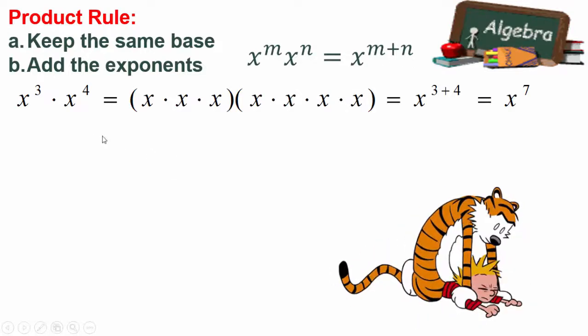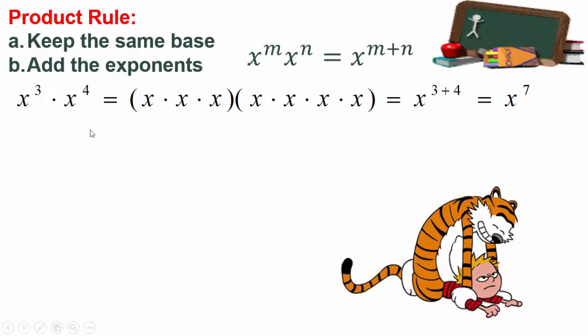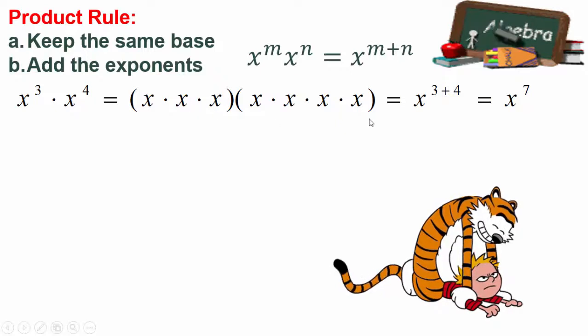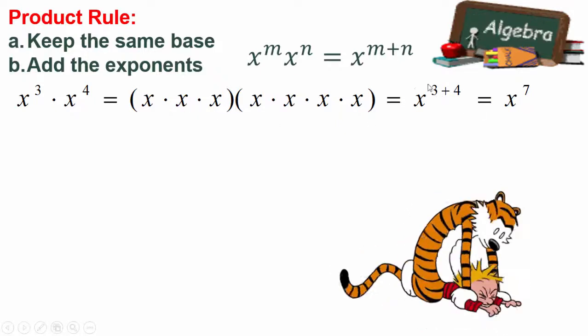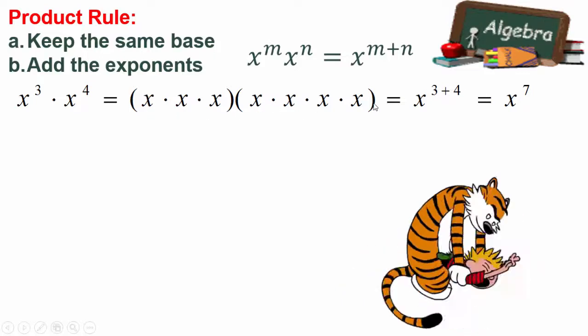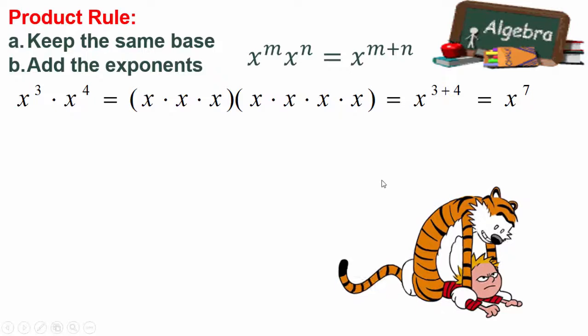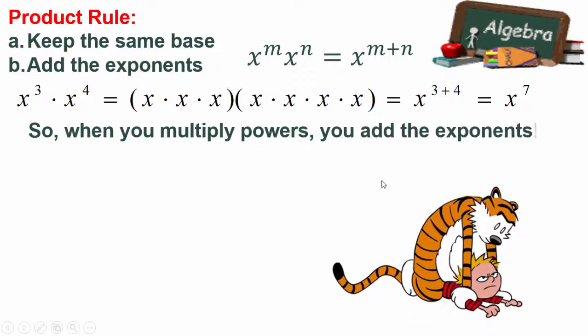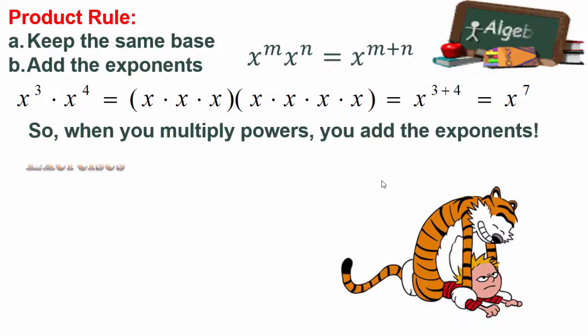So for example, this just shows how it works. Here is x cubed, 1, 2, 3 x's, and x to the fourth, 1, 2, 3, 4 x's. So if we add those, this would be x to the 3 plus 4, and that would give us x to the seventh. So when you multiply powers, you add the exponents.